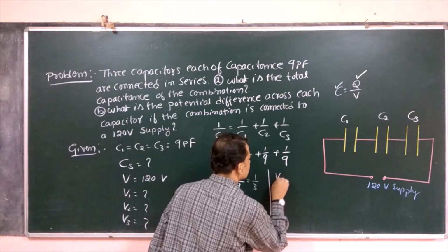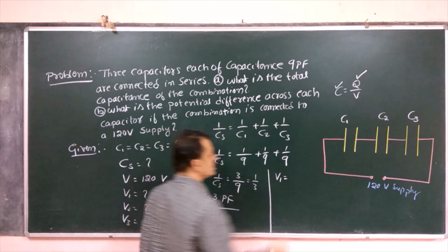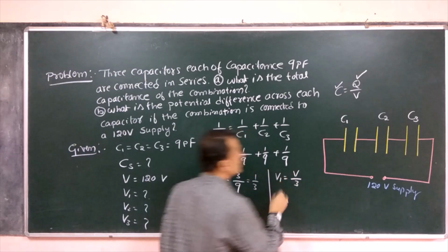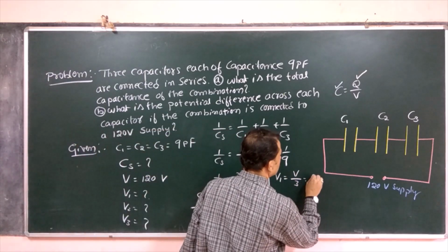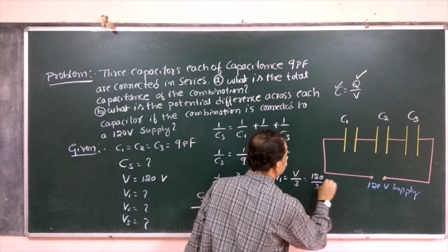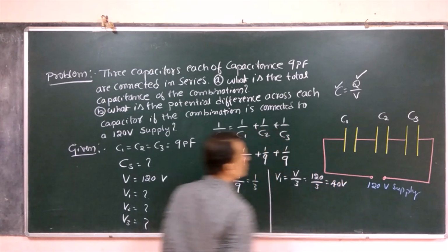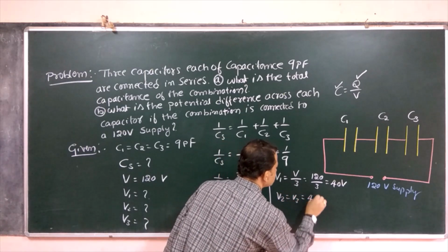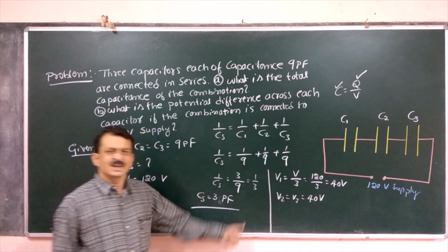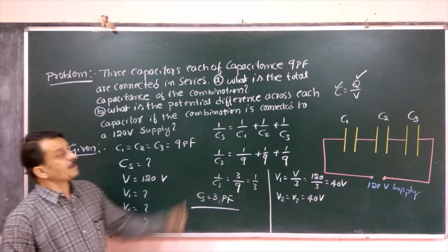Therefore voltage across the first capacitor is the total voltage divided by 3. ಮೂರು ಕೆಪಾಸಿಟರ್ ಇಂದ ಡಿವೈಡ್ ಆಗ್ತಾ ಇದೆ. So that is equal to 120 divided by 3, that is 40 volts. And same is for, therefore V2 is equal to V3 is equal to, it is also is equal to 40 volts ಇರ್ತದೆ ಹೇಳಿ.